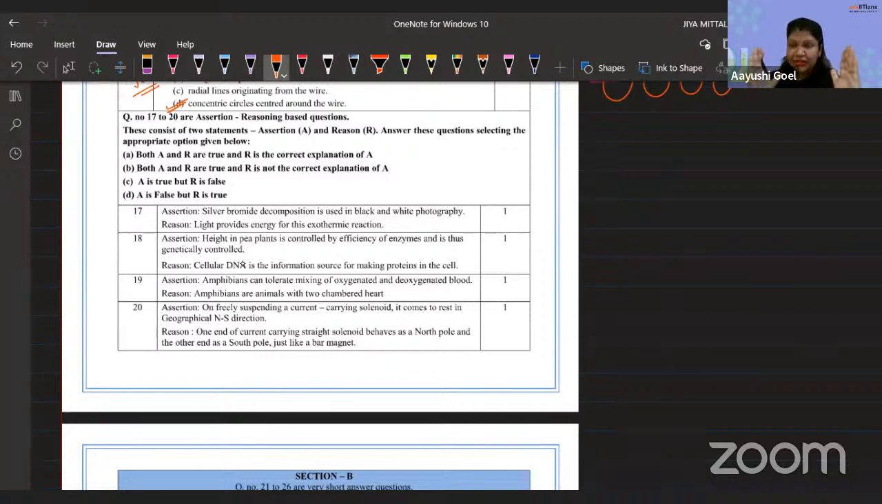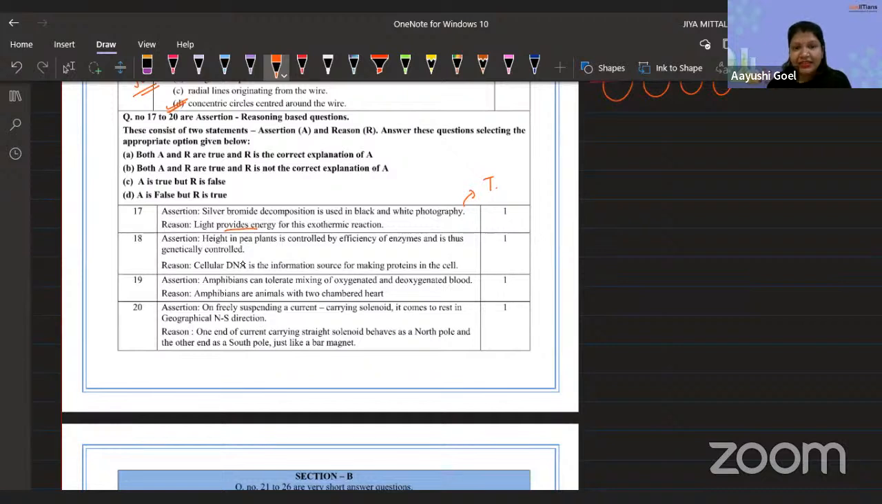And in this question type, you will always find factual questions. There are always fact-based lines which are there in the NCERT books or in the books referred by your school. Those lines are directly asked in this type of question. Let's see one by one. So question number 17: silver bromide decomposed is used in black and white photography. That is a straightforward line. This is true, which is given in the NCERT. Second, the light provides energy. Okay, light provides energy.